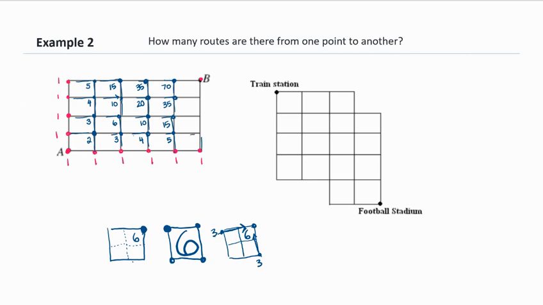A 1 and a 5 is 6. A 6 and 15 is 21. 21 and 35 is 56. 56 and 70 is 126. So 126 ways, for example, 2.